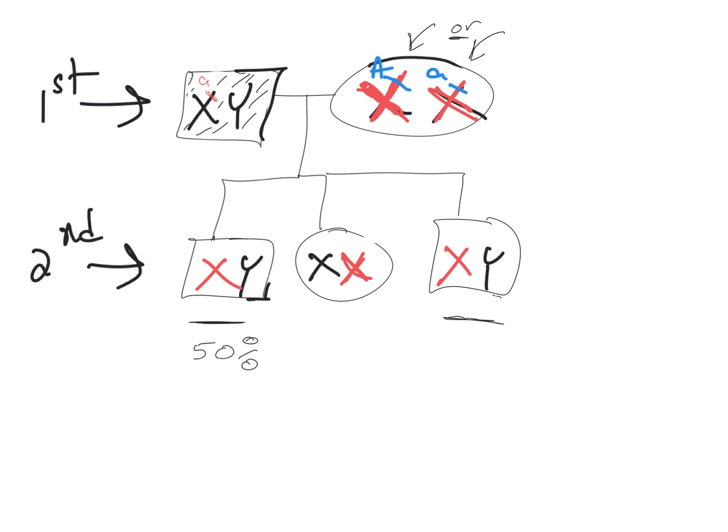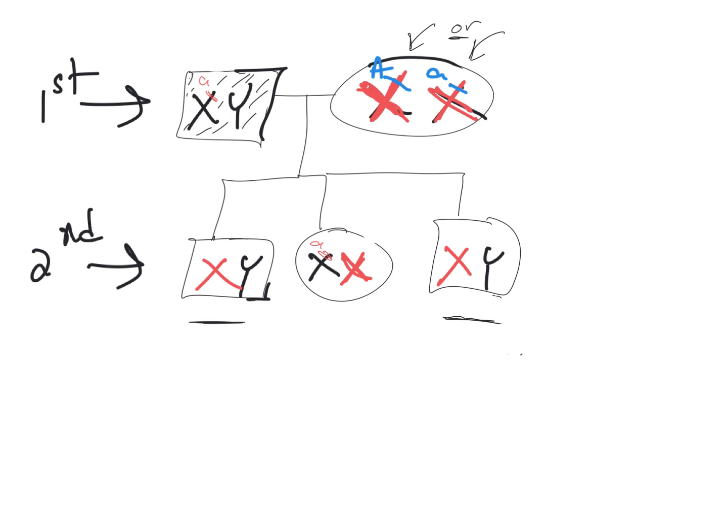What are the odds that, we know that dad's definitely going to give his daughter a little a. What are the odds that this daughter has the disease? 50%, correct. And of course, it's 50% here. So in this case, they're all pretty much equal, correct? All right. So now let's take a look at another example.